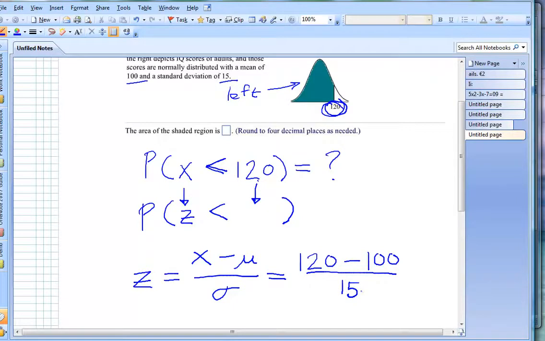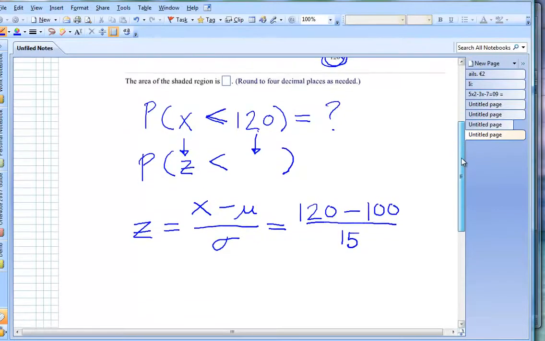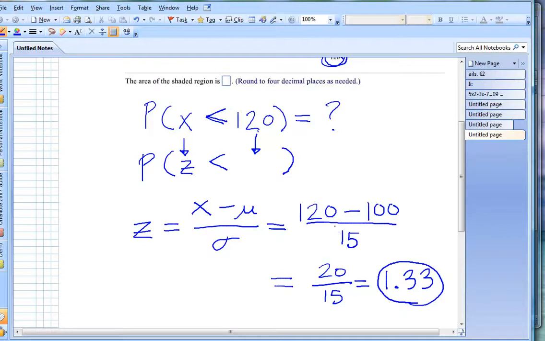Because of order of operations, we work out the 120 minus 100 on top first. Our numerator is just going to be a 20, and our denominator is a 15. If we take 20 and divide by 15, you will get 1.33333, and it goes on and on. Z numbers are usually rounded to 2 decimal places, so I'm just going to write it as 1.33.